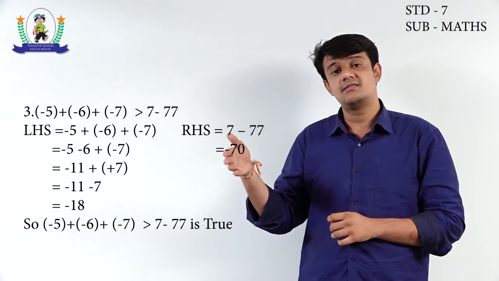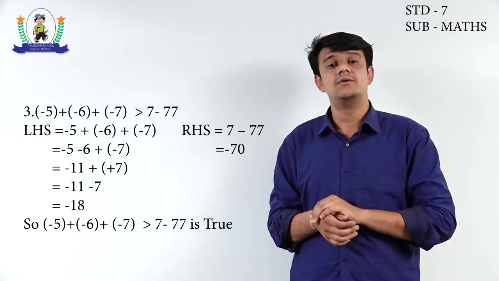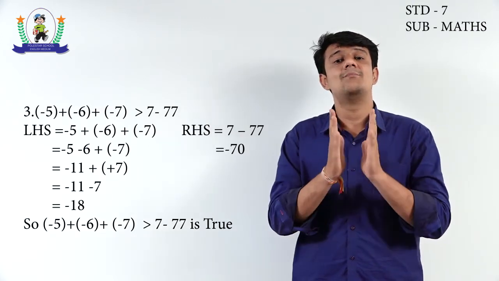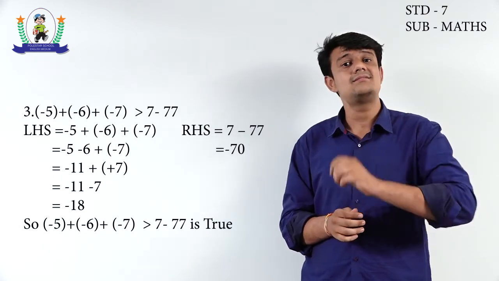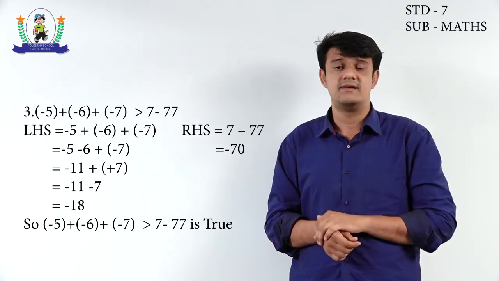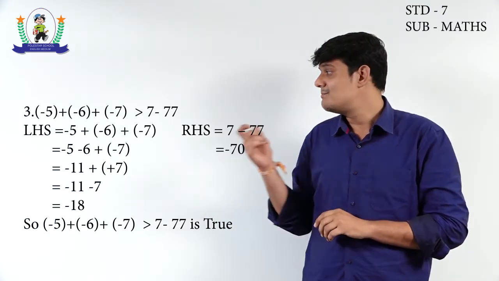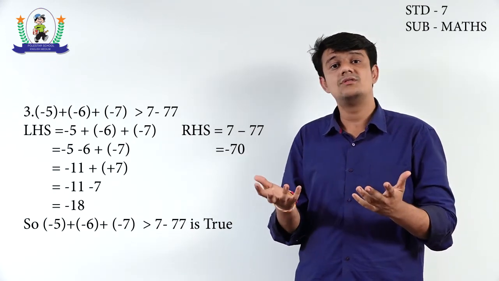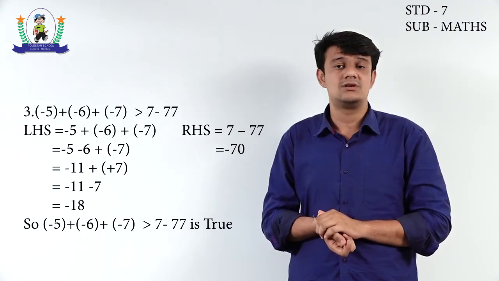So that is minus 5 minus 6, that is minus 11. Now you are adding minus 7 to it, so your answer will be minus 18. So on the left hand side we are getting minus 18 as the answer. Now we are moving on to the right hand side. On the right hand side we have 7 minus 77. Your answer is minus 17. So it says that minus 18 is greater than minus 17. Yes, we know that in the negatives, whatever the smaller number is represents the larger number.